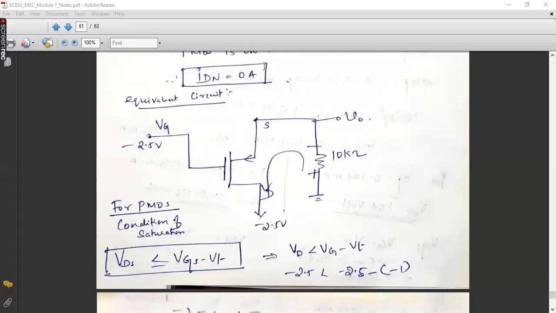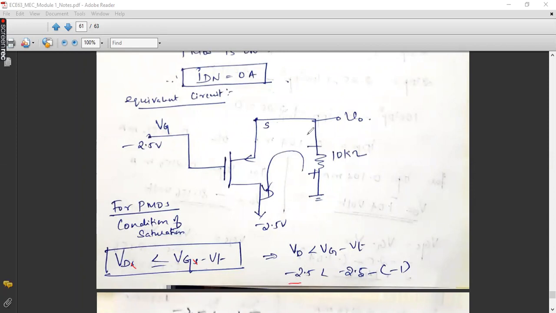Now check the condition for saturation. As far as the PMOS is concerned, the saturation condition is just opposite to that of NMOS condition. That is VDS is less than or equal to VGS minus VT. I will cancel source voltage from both the sides. So VD should be less than VG minus VT.